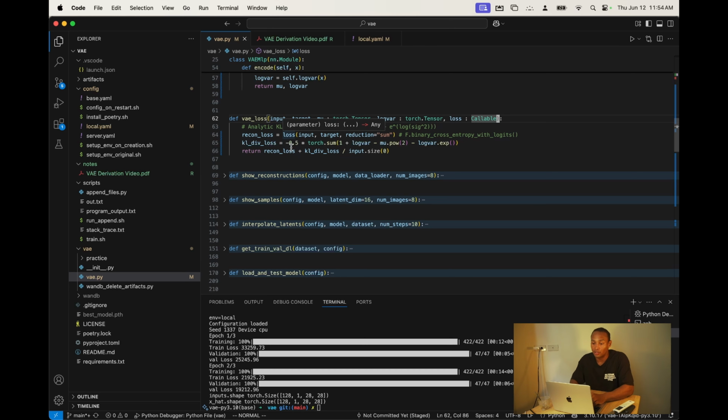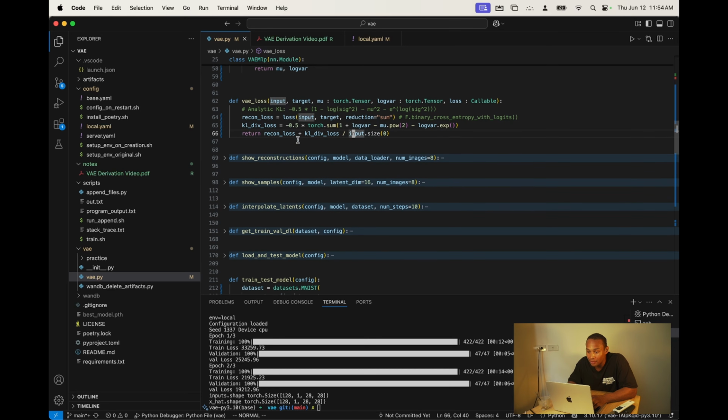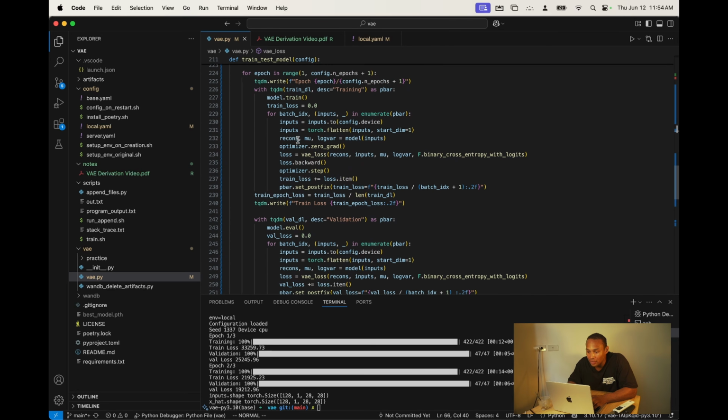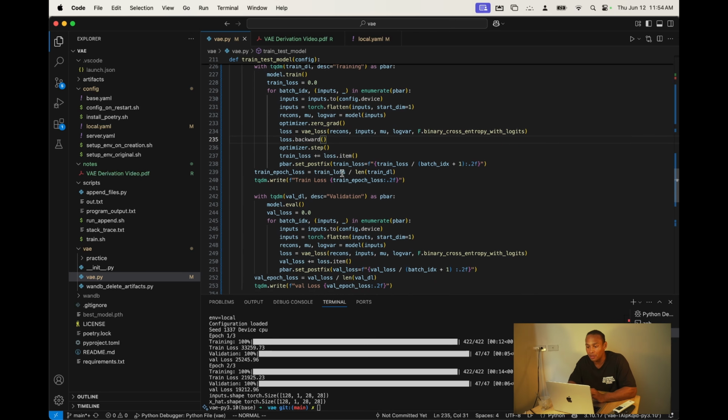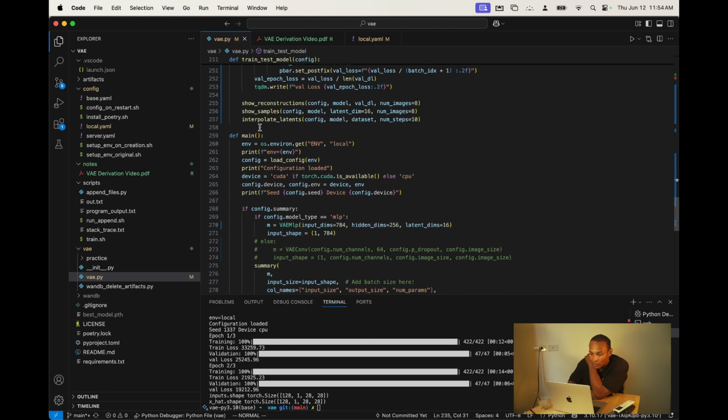You add the reconstruction and the KL divergence loss, and divide by the size of the batch to get the average value. Then in your training loop, you output that and backpropagate on that loss value. Then we're showing the reconstructions, some reconstructed samples from the prior, and how you can interpolate between latent vectors to give you a sense of what these latent features mean.